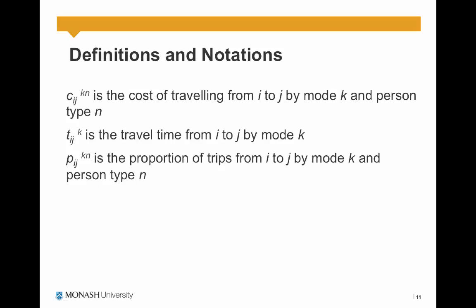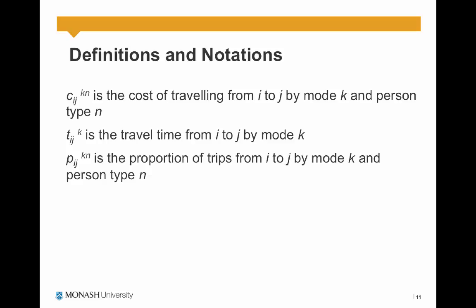There are a few other notations which we will use. Cij^kn is the cost of traveling from i to j by mode k and by person type n. A small tij^k is the travel time from i to j by mode k. We don't have n here because travel time is dependent on the mode of travel and is independent of the person type or person income, for example.